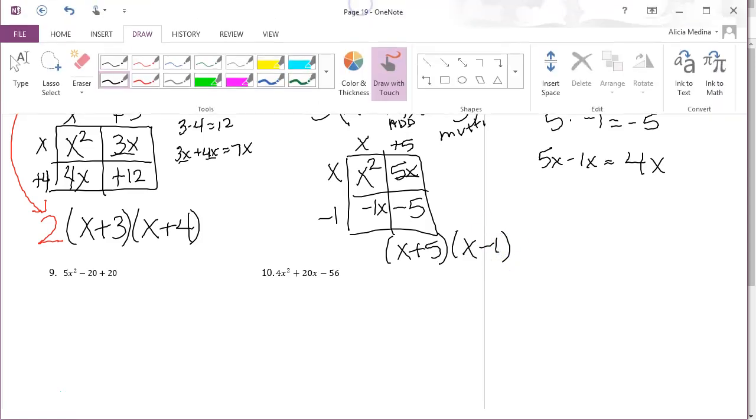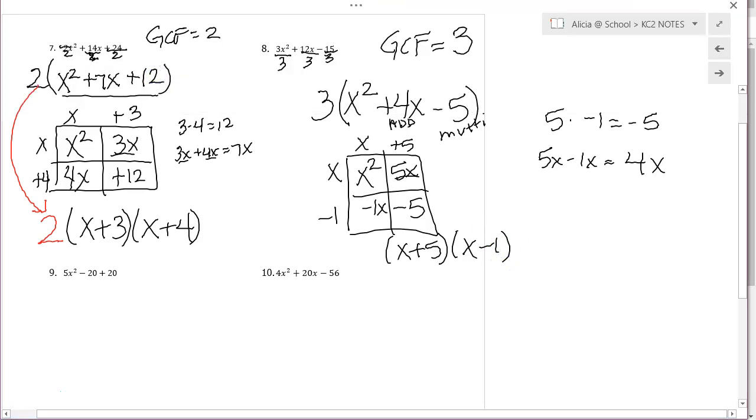But again, do not forget that GCF. It makes the problem incorrect because I need to remember that I need to have that GCF. Because I removed it, right? I removed it to make it a little bit easier for me to factor.